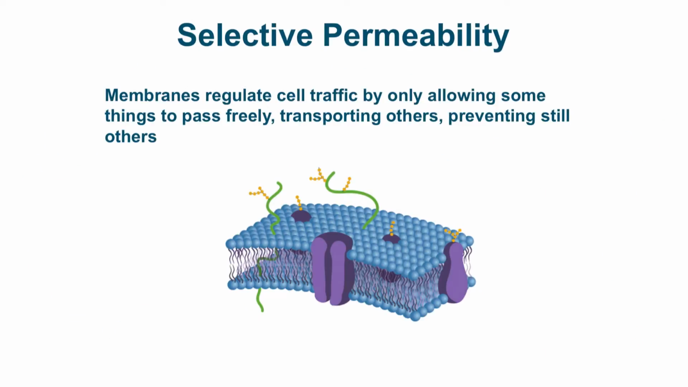So let's talk about selective permeability. This is the fact that the membrane doesn't just allow anything to go through it. It allows some things to pass and other things cannot go through. So the membrane has control over what comes in and goes out of the cell, which is great for the cell because it helps it control what comes in and goes out of the cell as a whole.